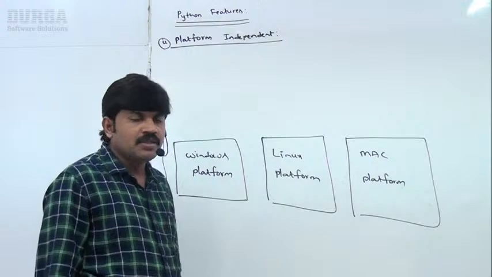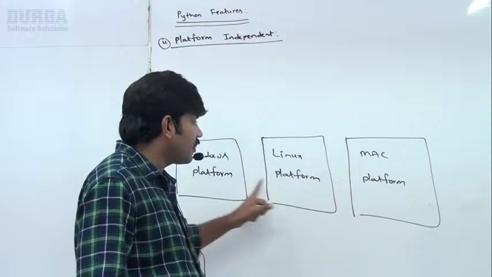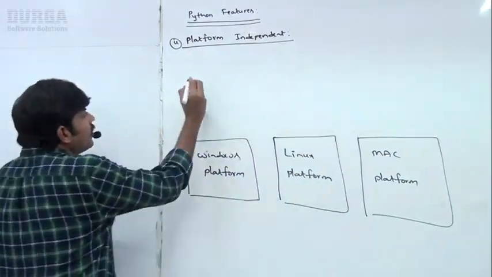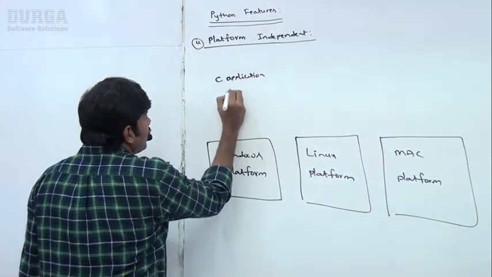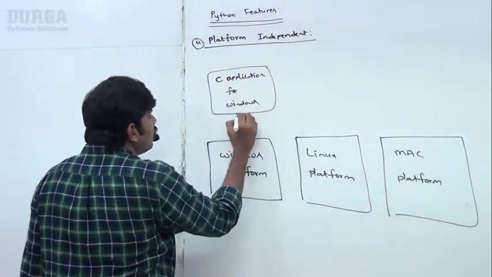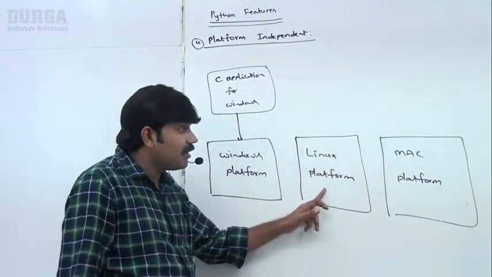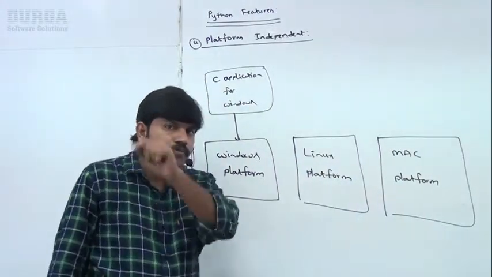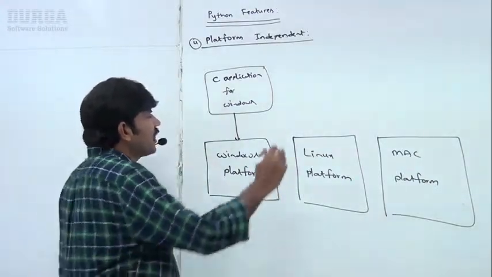I want to distribute one C application for the clients who are using different platforms, right? Then what I have to do is, for Windows, a separate C application is required. The C program which is developed for the Windows platform can't run on Linux, it can't run on Mac. That's why for every platform you have to provide that platform specific application. So C application for Windows I have to provide.